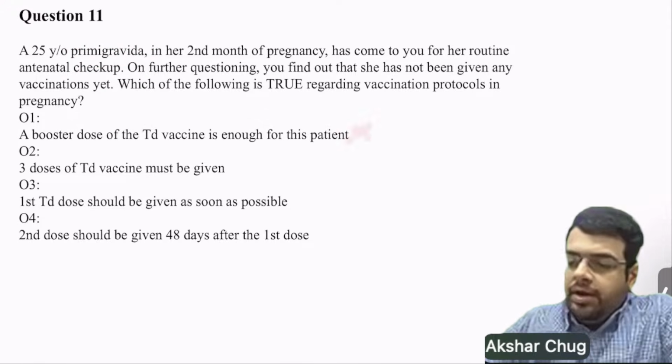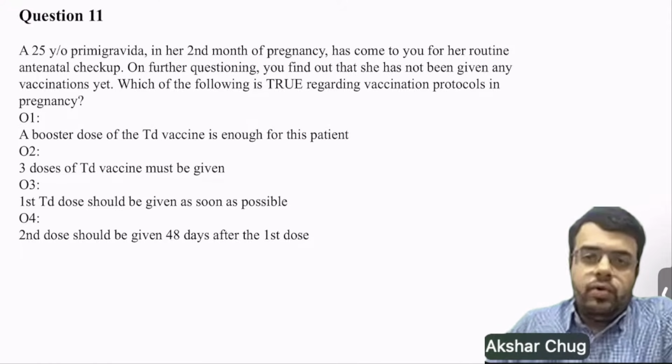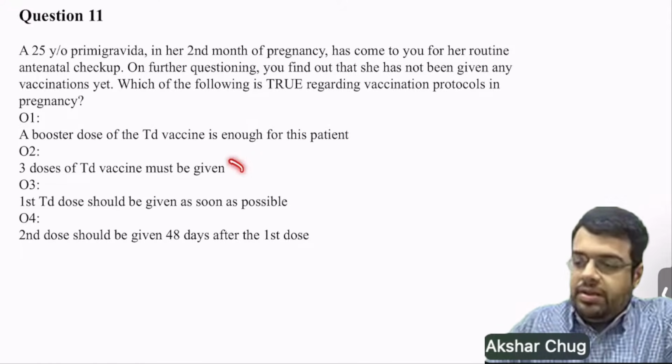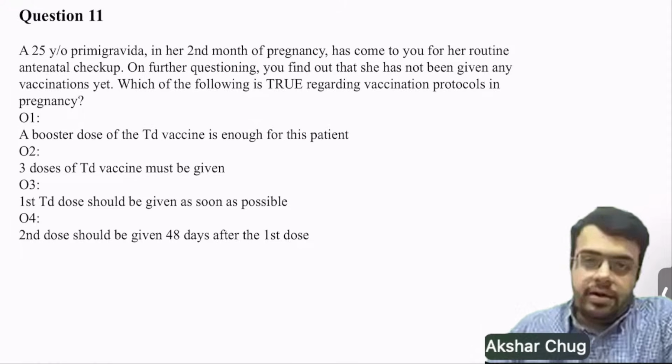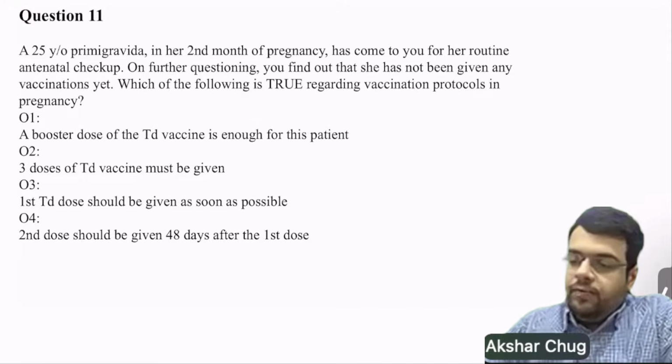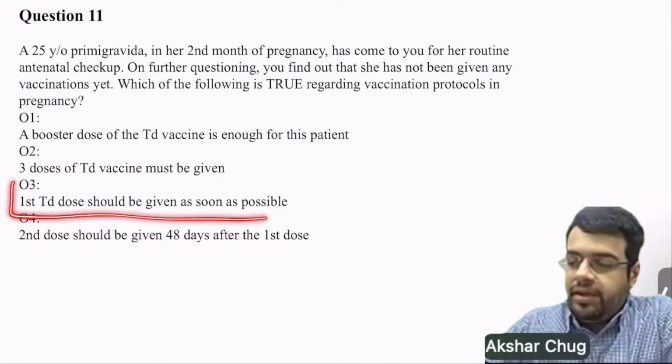3 doses of TD vaccine must be given. No, we can give 2 doses and that would be enough. So again, this is wrong. First dose should be given as soon as possible. Yes, that is the correct statement. Second dose should be given after 48 days. No, it should be given after 28 days. So option 3 would be the correct option.